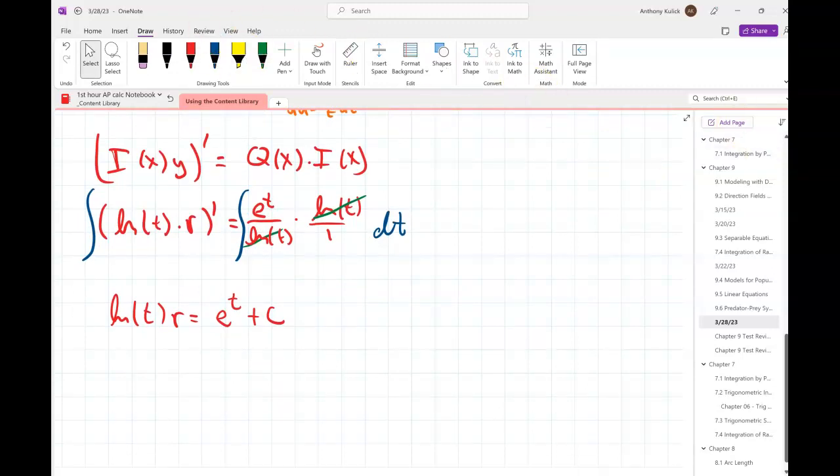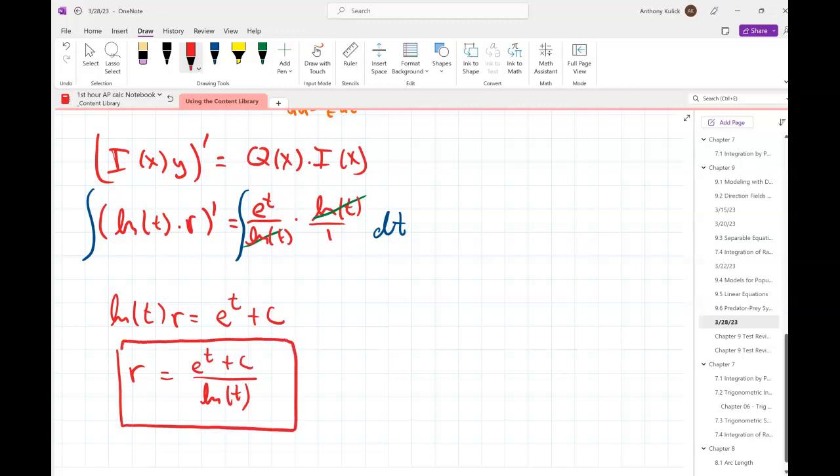And again, what I'm doing is trying to get the y by itself. So I'll just divide both sides by the natural log of t, since the r was like my dependent variable there. And we're all done.